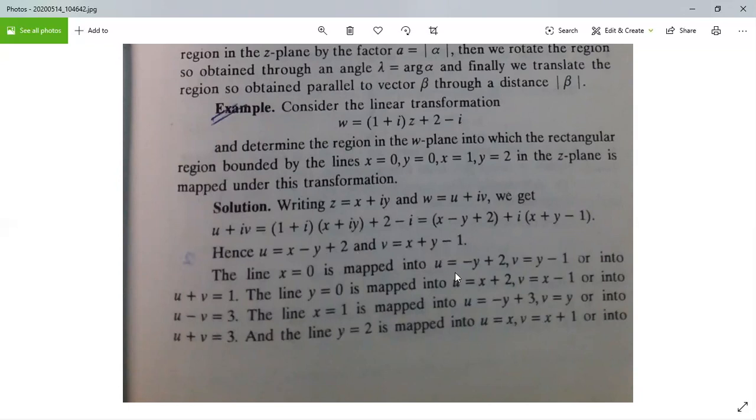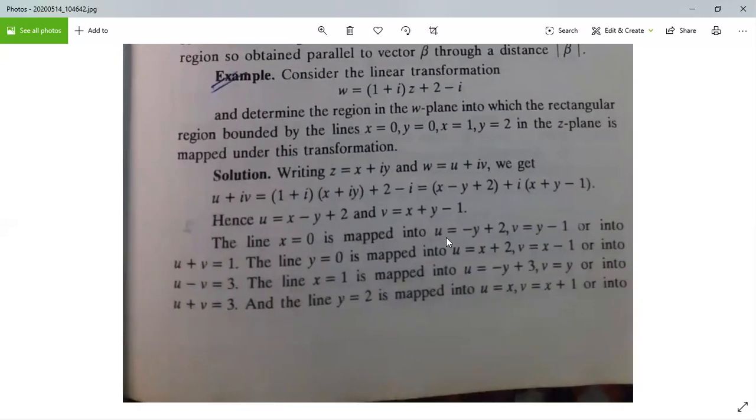Now I am going to transform our lines. The first one, x equals 0, is mapped into u equals minus y plus 2 and v equals y minus 1. That means when we put x equals 0 in u and v, we get u equals minus y plus 2 and v equals y minus 1. On eliminating y from these two equations, we get the relation between u and v as u plus v equals 1. Similar things will be carried out for the second line, y equals 0, which is mapped into the line u minus v equals 3.